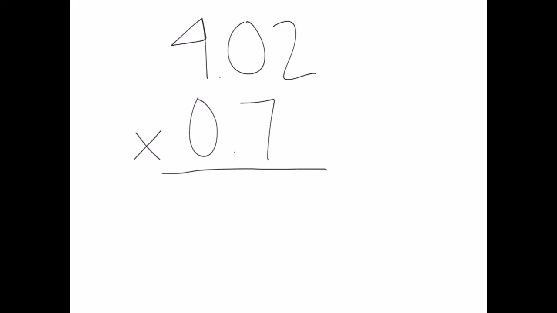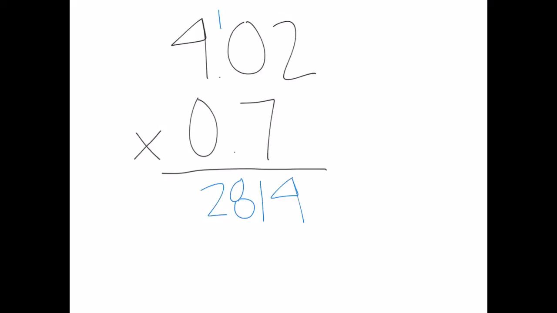So in order to do this multiplication problem, you need to line up the decimals so it'll make multiplying a lot easier. And then after that, you can just multiply. 7 times 2 is 14. 7 times 0 is 0. 0 plus 1 is 1.